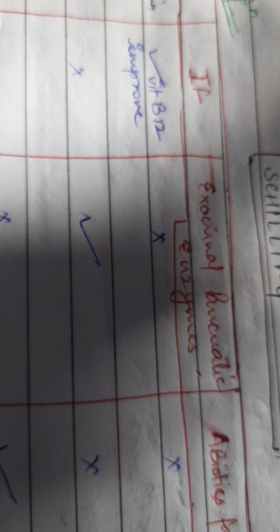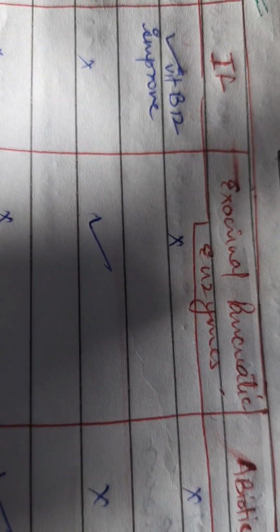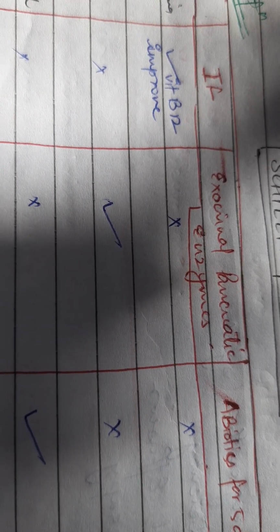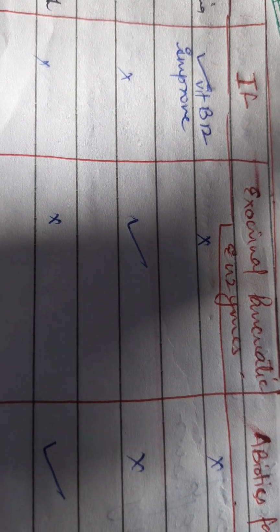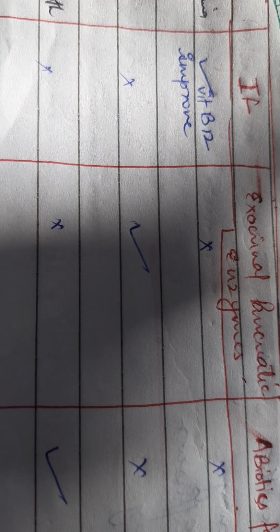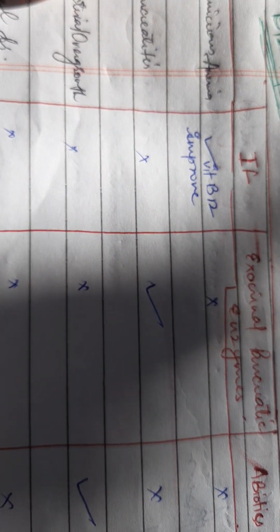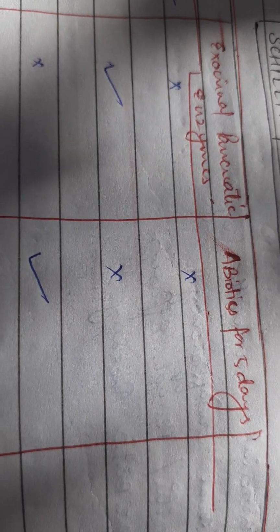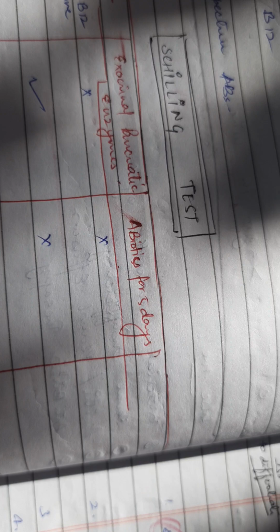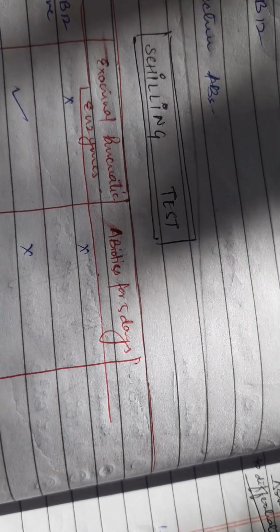If it does not come after giving intrinsic factor, then we give exocrine pancreatic enzymes. If radioactive cyanocobalamin comes in urine, then we can diagnose that it is pancreatitis. If it is not coming, then we give antibiotics for 5 days. If radio-labeled cyanocobalamin comes, then it is bacterial overgrowth.